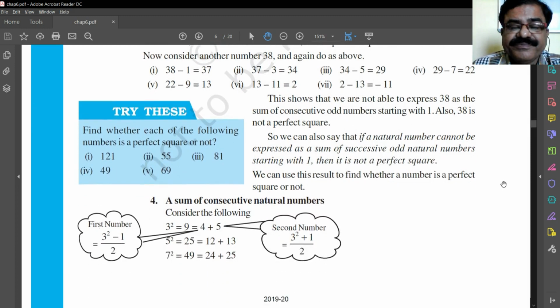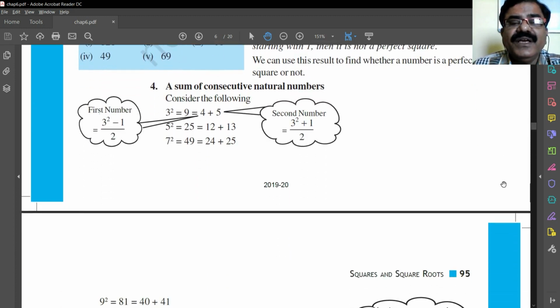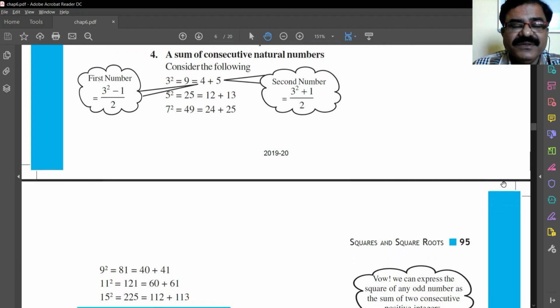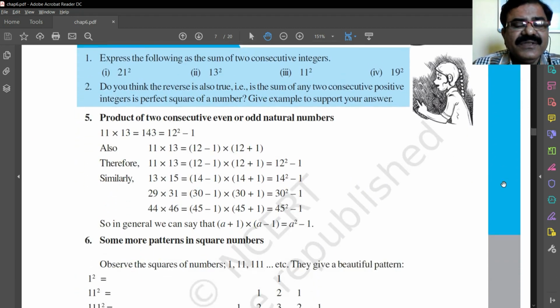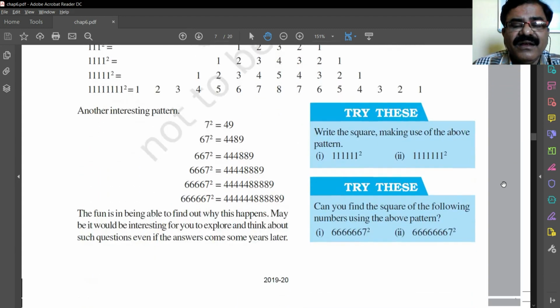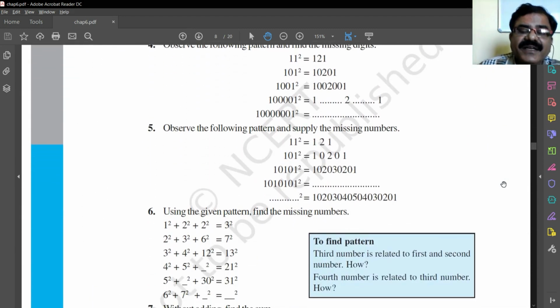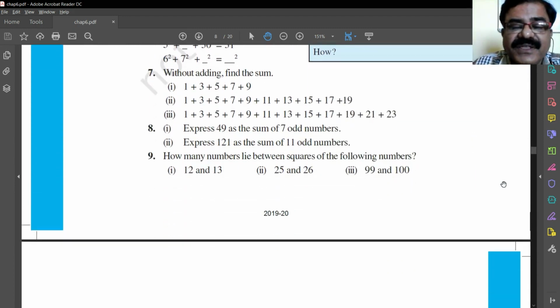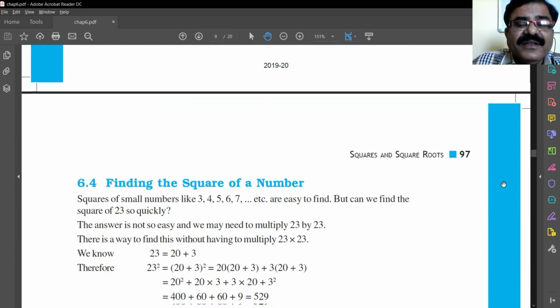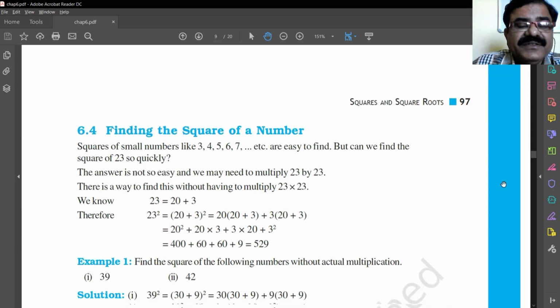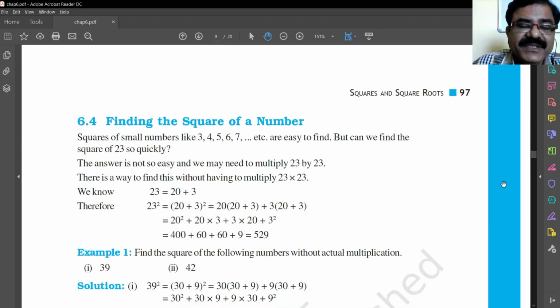Now think about the sum of the first n consecutive natural numbers, which can be obtained as n into n plus 1 divided by 2. There are several questions given in NCERT exercise 6.1 that you can solve with the help of this. The square of a number can be obtained in different ways.